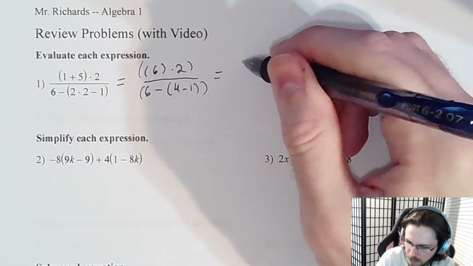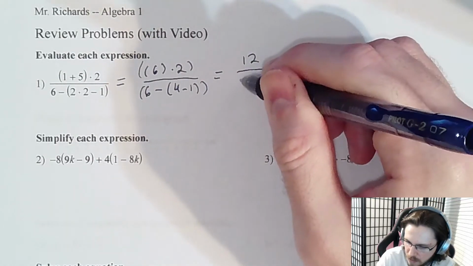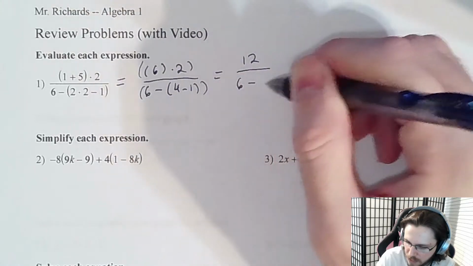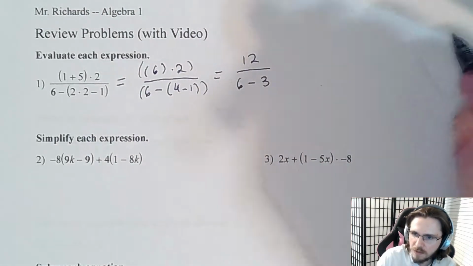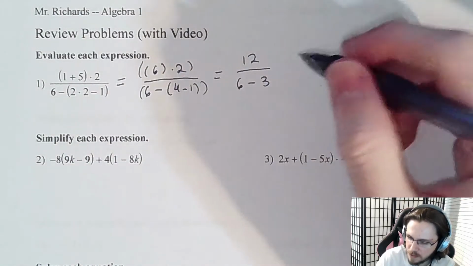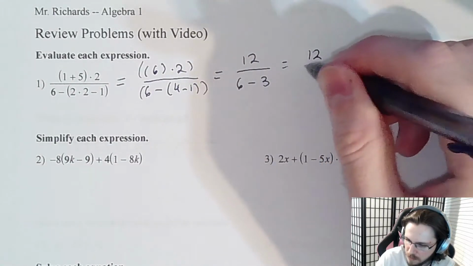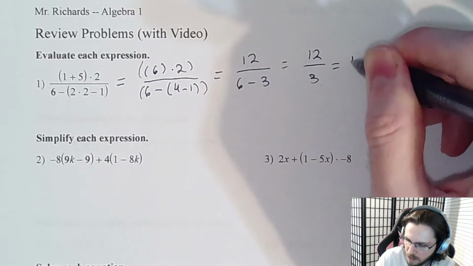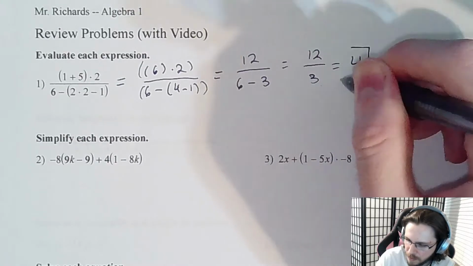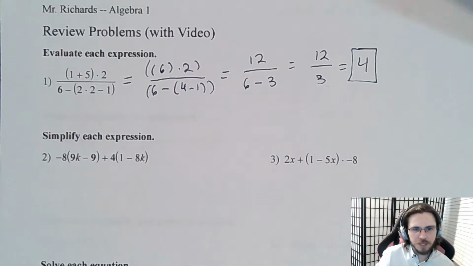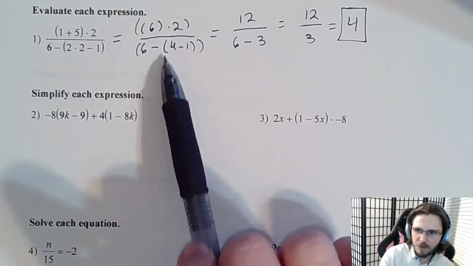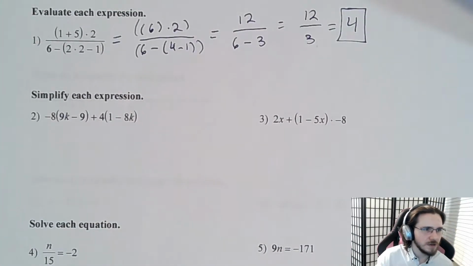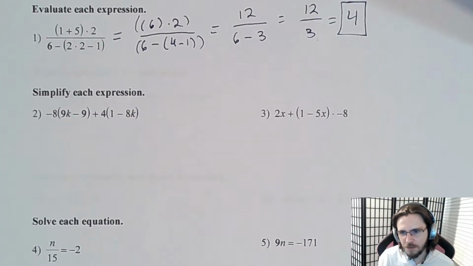6 times 2 is 12. 6 minus 4 minus 1 is 3. Again, parentheses first. 12 divided by 3 there. That equals 4. Remember, in my class, you need 1 step of work. So if you did your first step of work, you can plug that directly into your Google calculator. Totally cool with me. Let's keep on working after this.